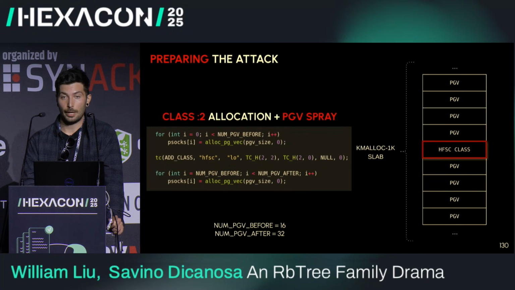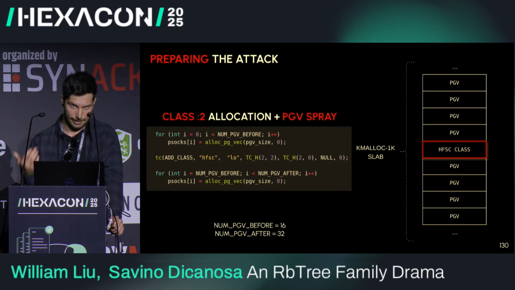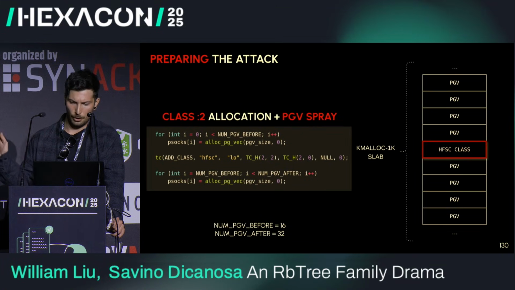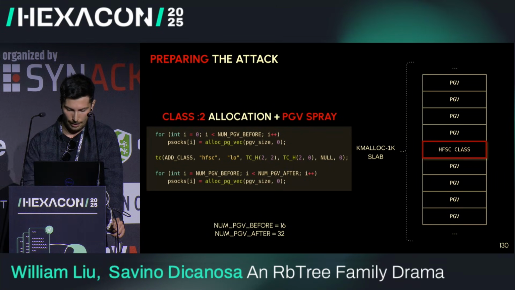Now, we want to allocate a second class, and this time we want this object surrounded by page vectors in the slab. This is very easy to do. We just need to allocate 16 page vectors, then we allocate the object, in this case class 2, and then we allocate another 16 page vectors. And as you can see now, the situation in memory, you can see on the right the memory layout, where we have the class surrounded by page vectors.